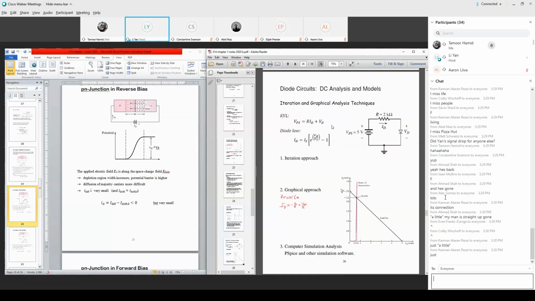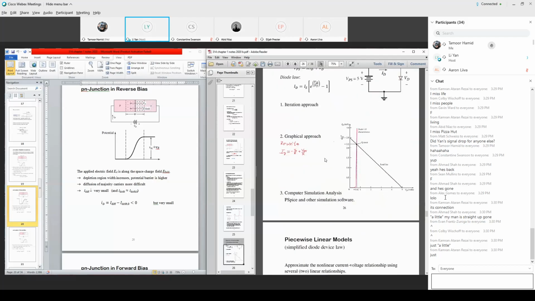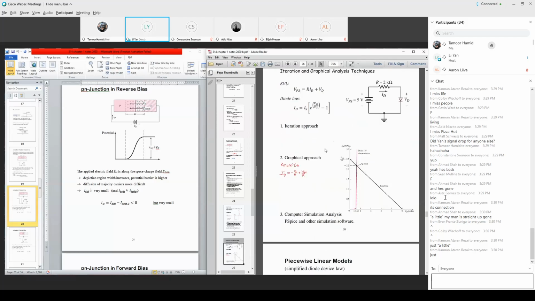So it's a single transcendental equation of V sub D. You have to try values of V sub D to find the solution. Or you can do that graphically.